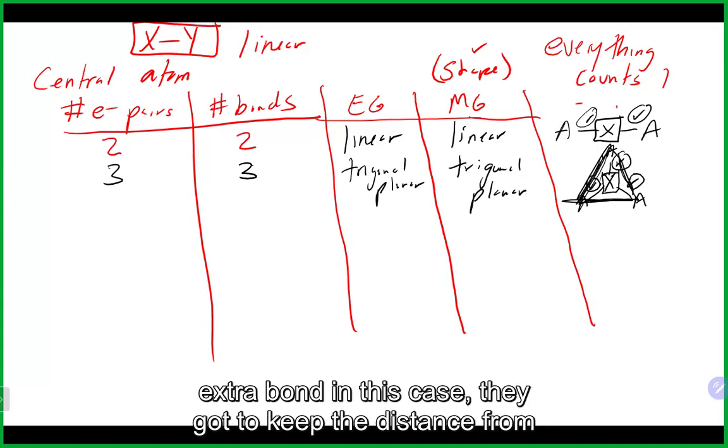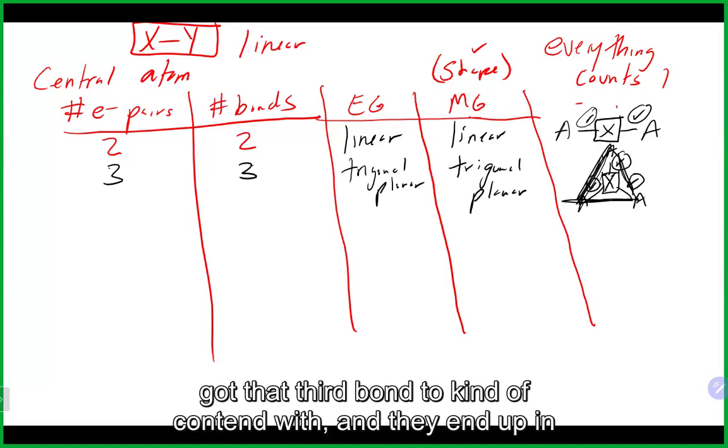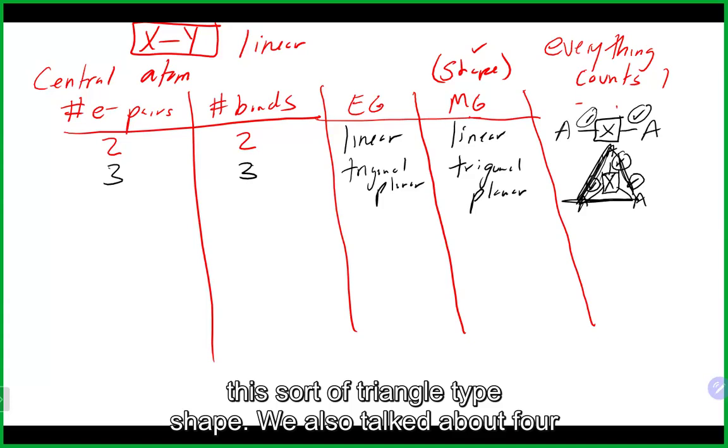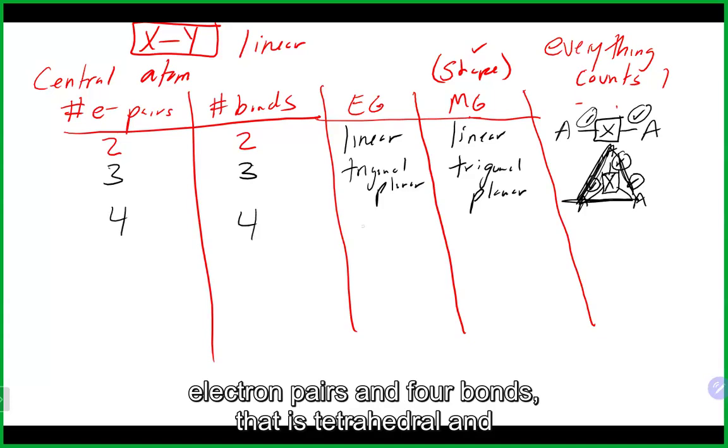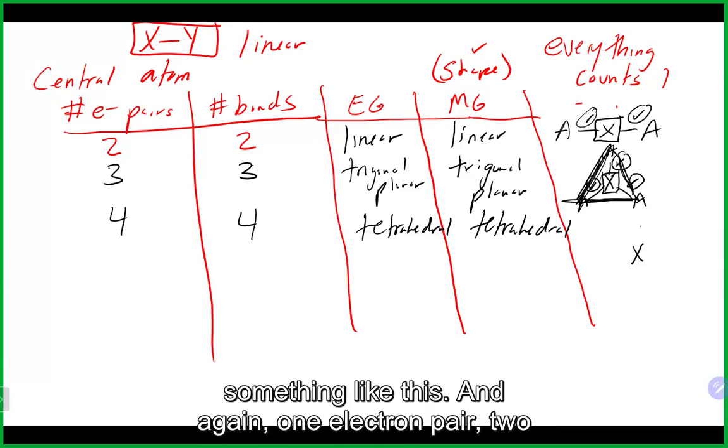Because we have that extra bond in this case, they got to keep the distance from everybody. So they can't just go opposites of each other. They got that third bond to kind of contend with, and they end up in this sort of triangle type shape. We also talked about 4 electron pairs and 4 bonds. That is tetrahedral and tetrahedral for both geometries here. And again, that would look something like this.